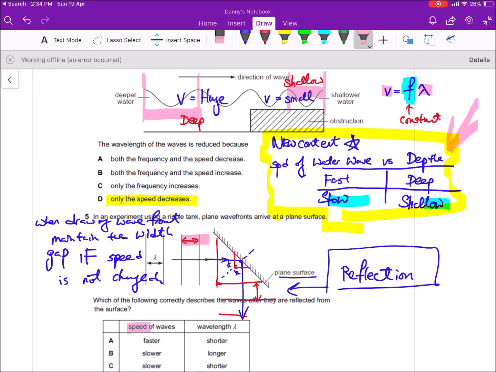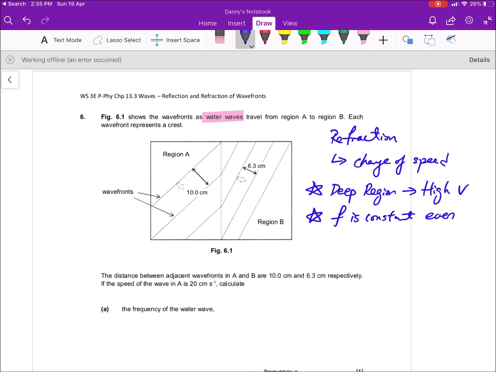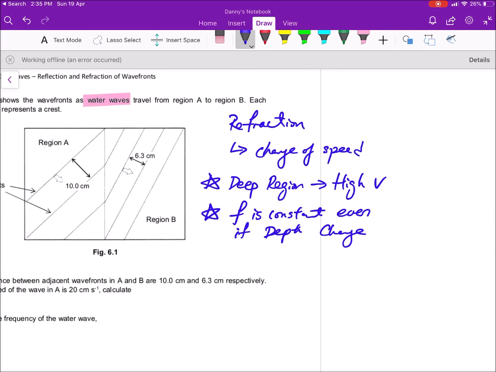The speed of a water wave actually depends on depth, right? And we know that the deeper it is, the faster the speed of the water wave is. So from our new content, if we have a deep region, we would have high V, high speed. And the second point, F is constant, even if the depth changes. So what can we form with these two pieces of knowledge? We also know that V equals F lambda. So if F is constant and V becomes high, it means that my lambda would become high, right?